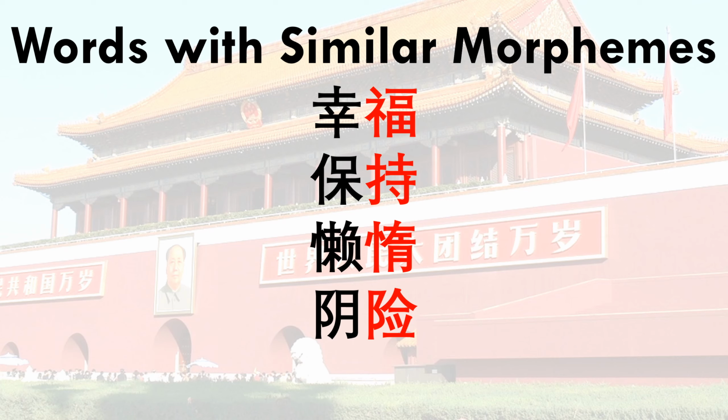So once again, it's 幸福, 保持, 懒惰, 阴险, with the second syllable de-stressed. Okay, again, it is 幸福, 保持, 懒惰, 阴险.